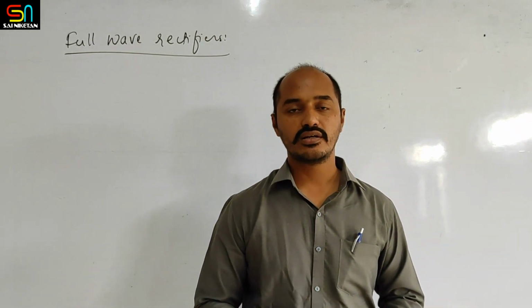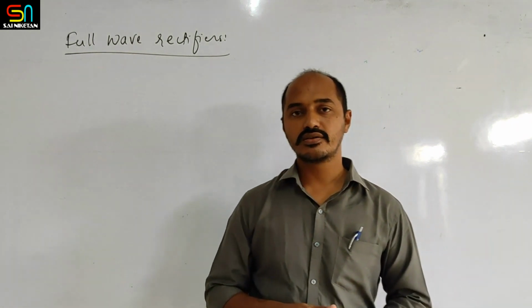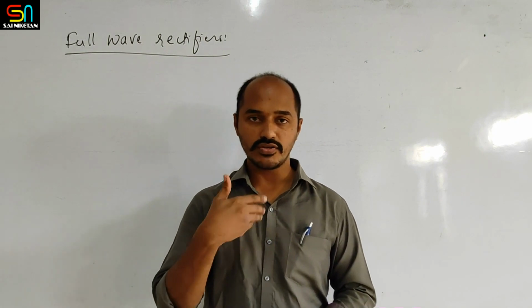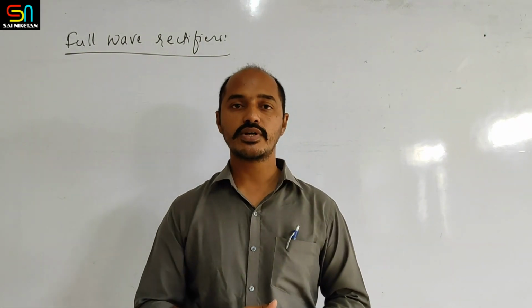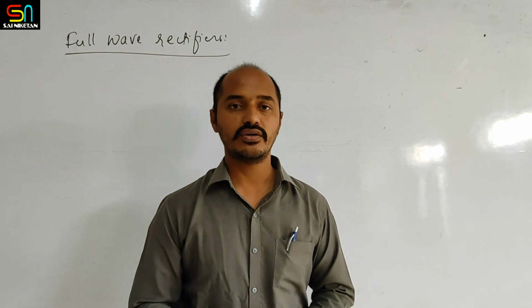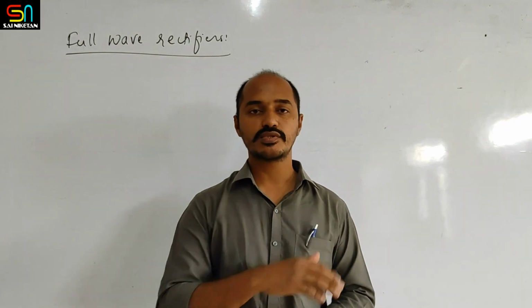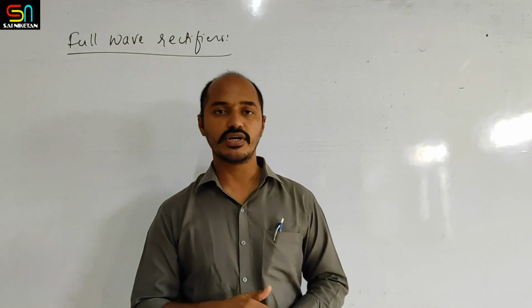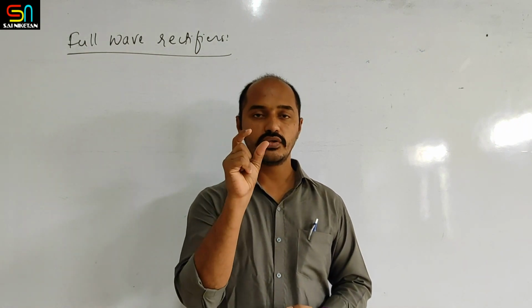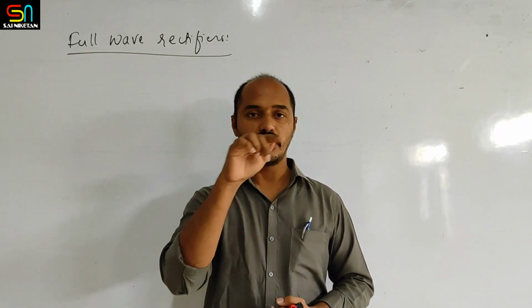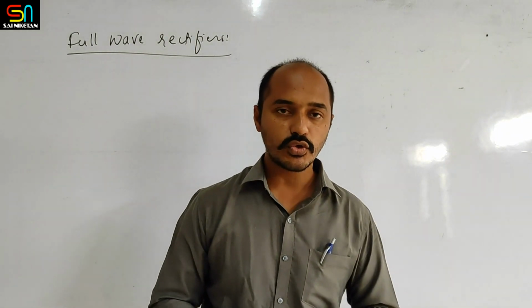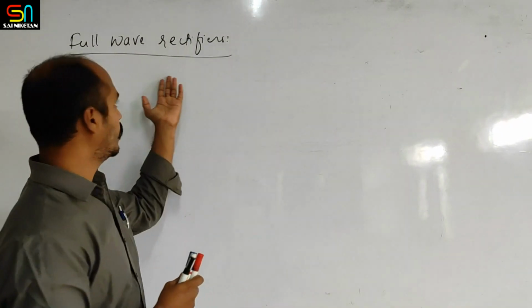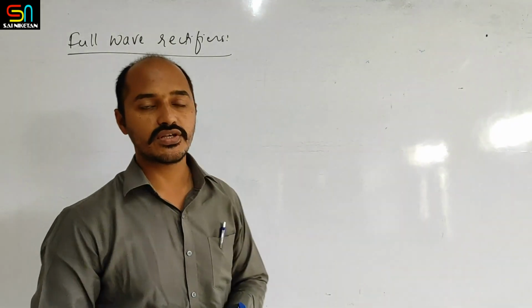Half wave rectifier, where only one diode is fixed, and during the positive half cycle of the input, the diode becomes forward biased, and during the negative half cycle of the input, the diode becomes reverse biased. So only during the positive half cycle is the output obtained, that we have seen in the previous class. So today we will discuss what a full wave rectifier is and how it works.